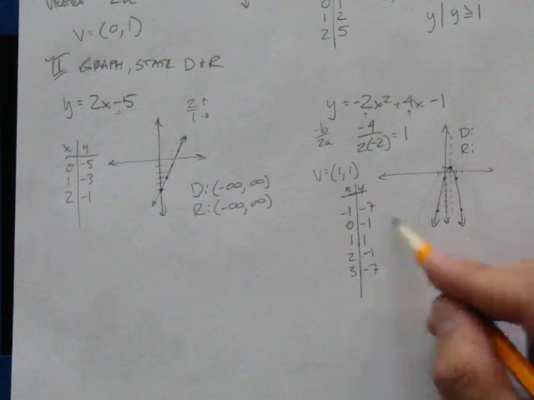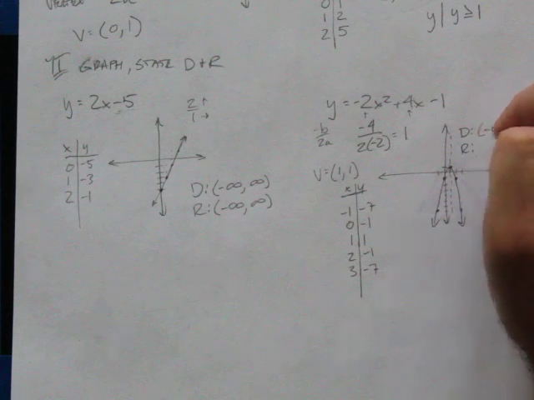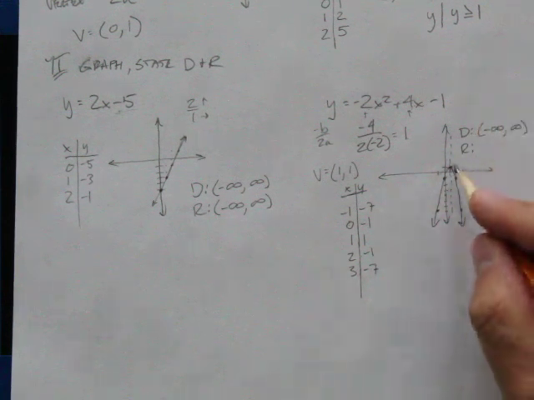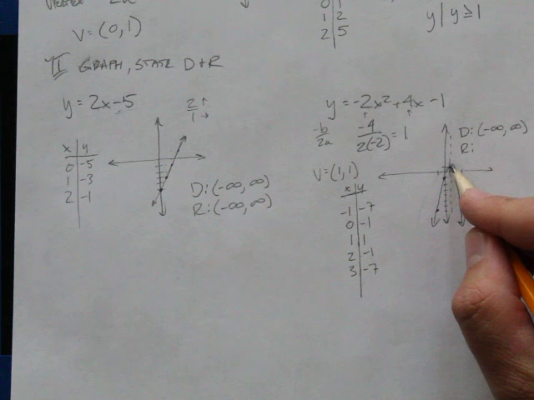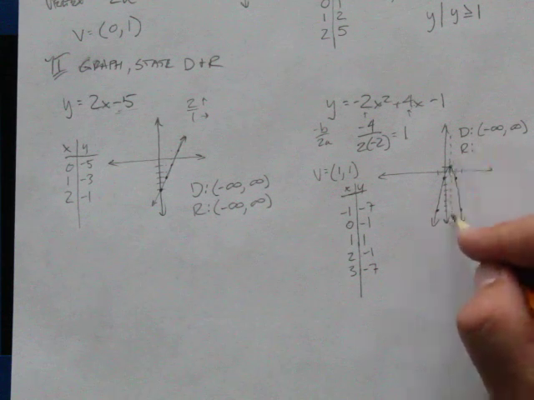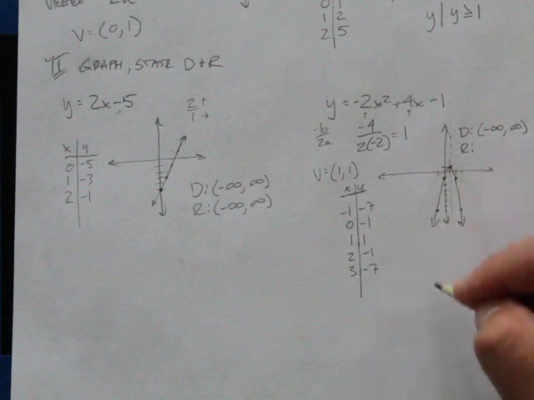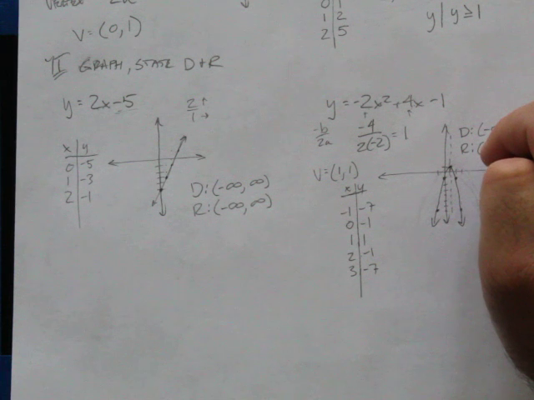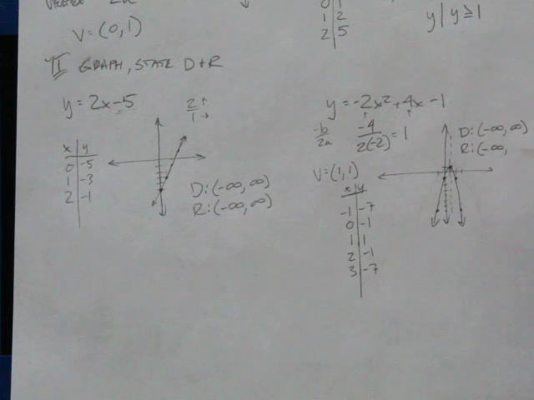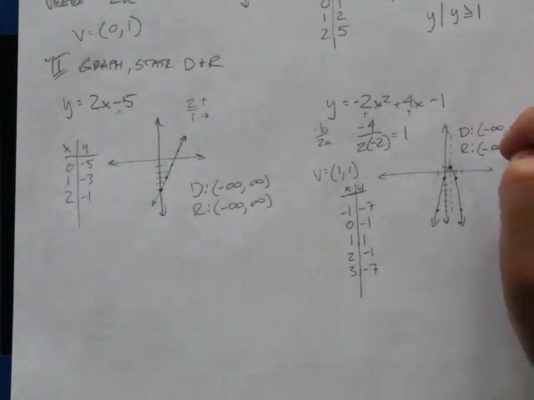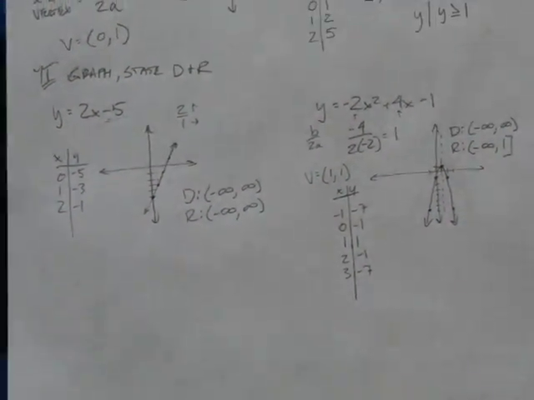For my domain, this goes forever to the left, and it goes forever to the right. So my domain is negative infinity to positive infinity. My range, positive 1 is where my range stops. And I always go from negative to positive when I'm talking about my domain or my range. So it goes forever negative. It's going to go negative infinity to where it stops here, no more y values. It stops here at positive 1. And positive 1 is included, and so we get a hard bracket.